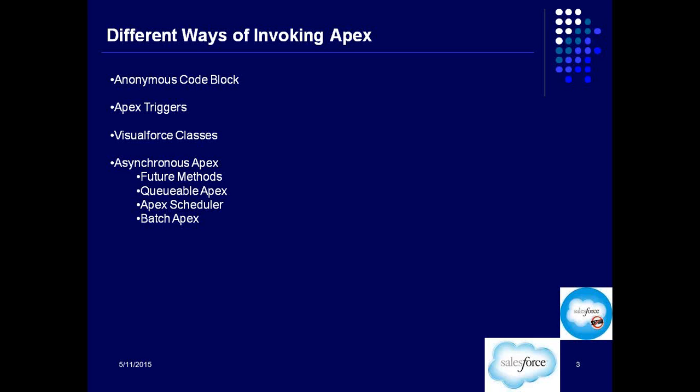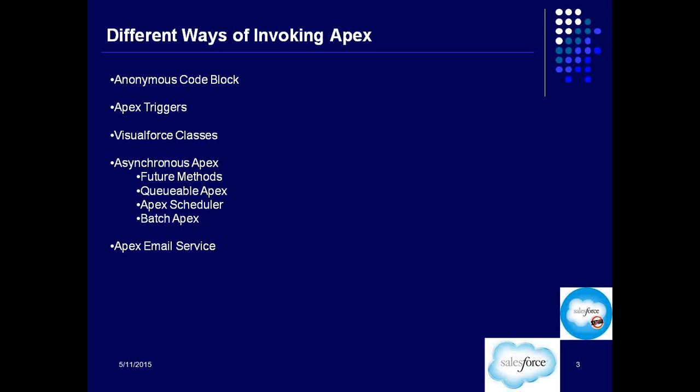Asynchronous Apex is something which can run in the backend. All right. So there are a few ways of calling asynchronous Apex, which we're going to talk about. One is future method, Queueable Apex, Apex scheduler, and batch Apex. I'll talk about all these things in detail. Then there's another way of running Apex, that's called Apex email service.